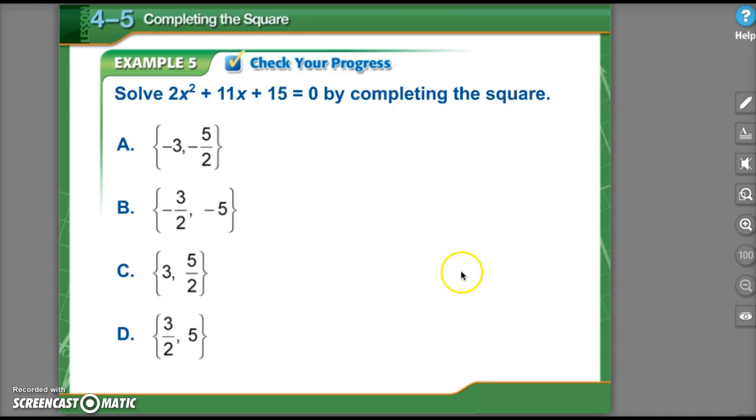All right, here's a problem for you to check on your own. You need to complete the square. Remember, first thing you're going to have to do is divide everything by 2. Pause the video as long as you need, and then come back when you have your answer.